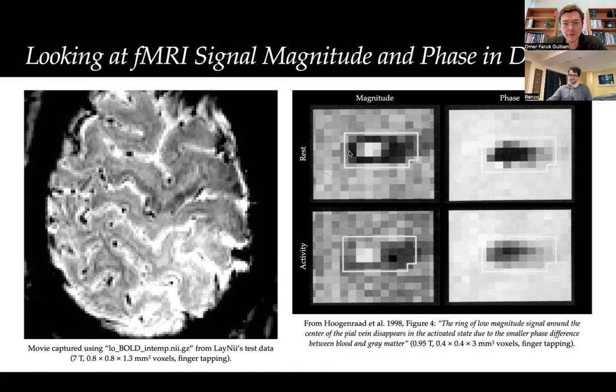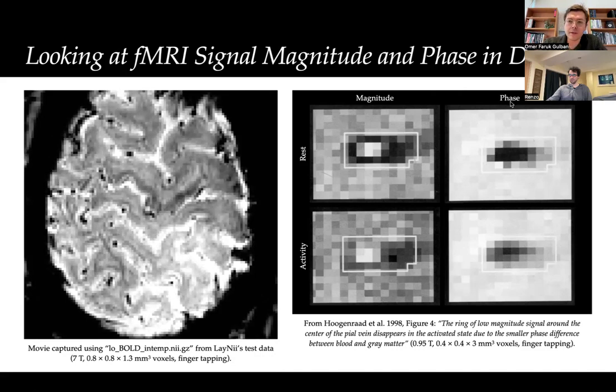So at rest, you have this black ring around, and this is a large pial vein that they detected, and they positioned their fMRI acquisition on top of it to be perpendicular to it. And in the activity, you see that the difference of contrast between the vein and the surrounding tissue decreases because oxygenation increased, and we end up having more similar tissue contrast. Things become more on resonance.